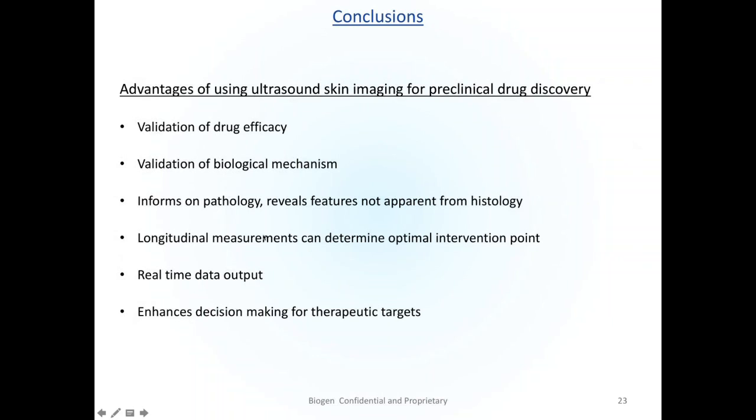And of course, the beauty of live imaging is that you are able to get longitudinal measurements on single animals, and you can get real-time data. So we felt that this type of readout was very beneficial for helping us with our decision-making process as we develop our therapeutic targets.